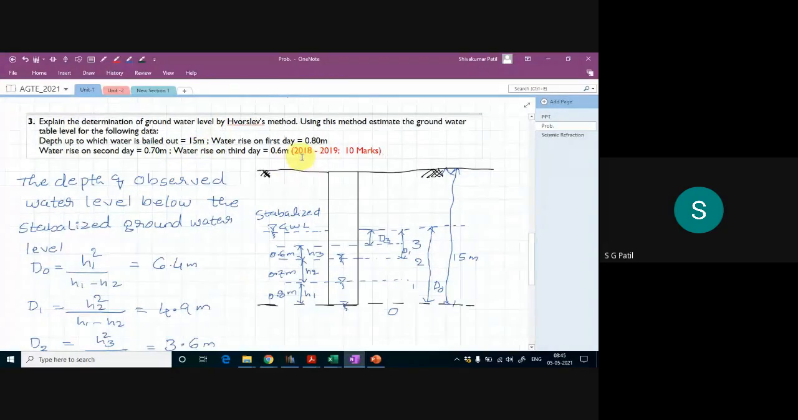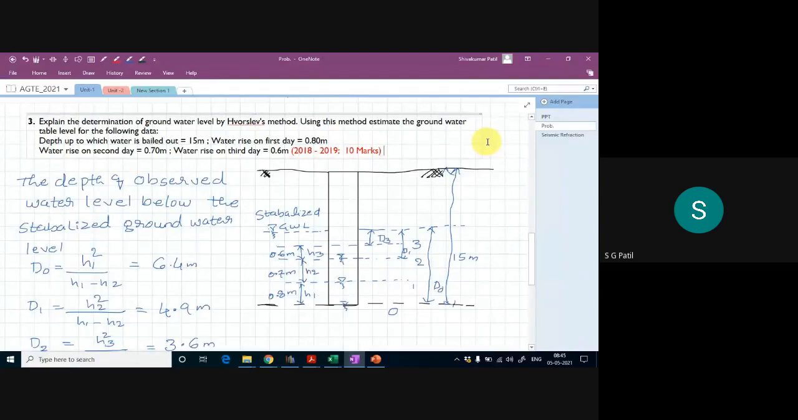Okay, so we were discussing this problem yesterday, right? This was asked in 2018-19 for 10 marks. What they are asking: explain the determination of groundwater level by Ohm's method. Using this method, estimate the groundwater table level for the following data. The depth up to which the water is bailed out is 15 meter, and the water rise on the first day is 0.8 meter, the second day is 0.7 meter, and the third day is 0.6 meter, right?